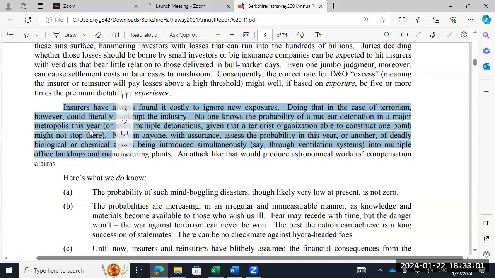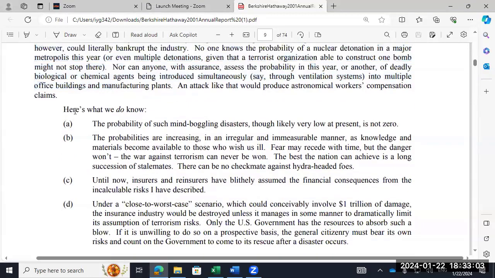And then he says something I don't agree with. Y'all see if y'all agree with it. He says, this is what we do know. See if we actually know these things. The probability of such mind-boggling disasters is not zero. I would agree with them on that. I mean, what is probability? A probability is not an actual probability. It's a reflection of our ignorance. I don't know how you put a probability on something like this anymore, but it's not zero because there's no way we can know.